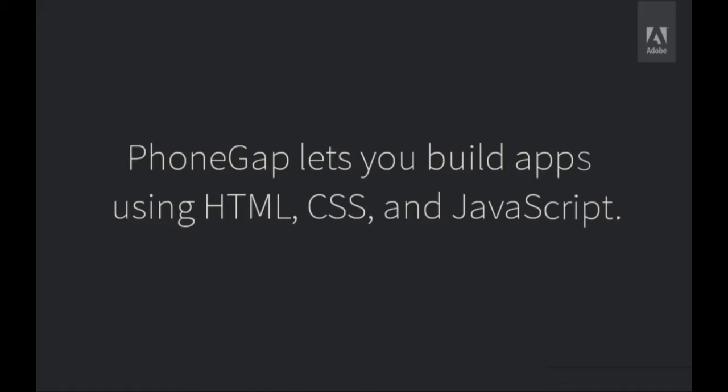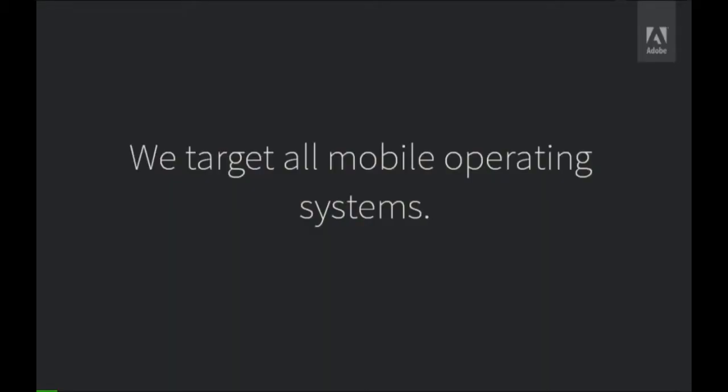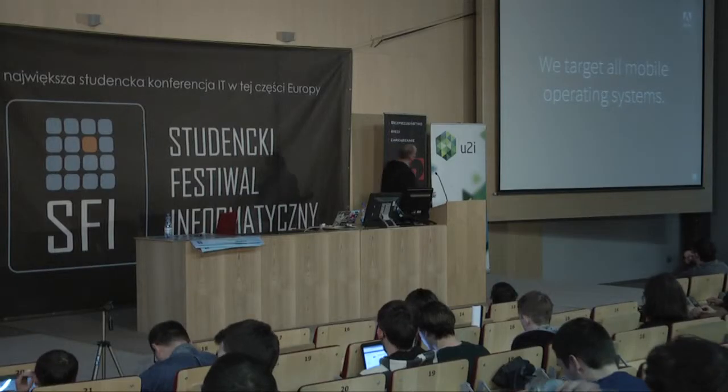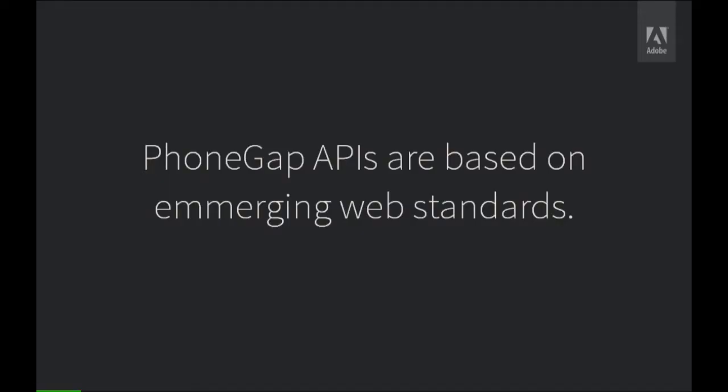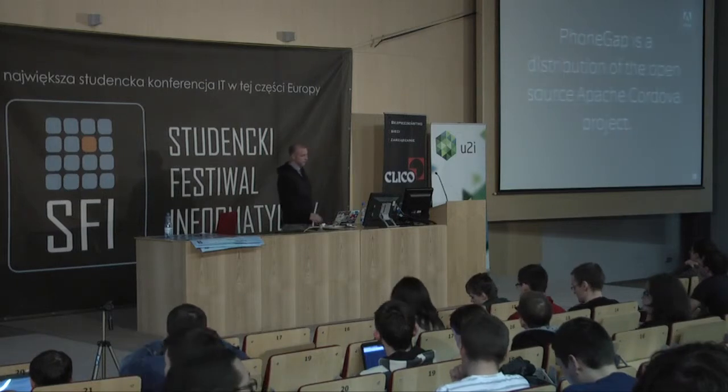So PhoneGap isn't just for building apps using HTML, CSS, and JavaScript for iPhones. We target all the mobile operating systems. And so as of today, we're on iOS, Android, BlackBerry, Windows Phone 7, Windows Phone 8, Windows 8, Windows 7, Qt, Bada, Firefox OS, Tizen, and I'm probably missing some, but it doesn't matter. So PhoneGap APIs, when you're building for a PhoneGap-based application, you're not just building a normal web application, you're building an application that can access what we call device APIs. They're APIs that are on the system. And I'll get into what those are all about a little bit later.